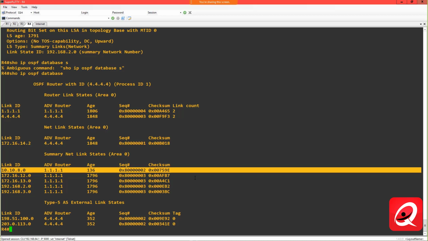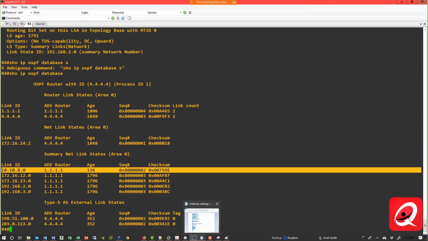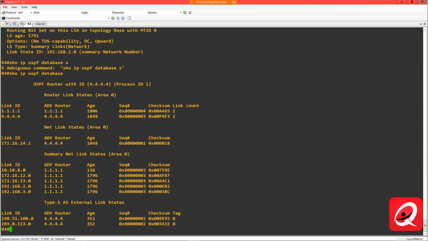So far, so good? You guys doing okay? Scott, for the Type 1 LSAs for the loopback, how come we don't see that in the router link state area 0 database? Which ones are you referring to? Under router link states area 0? Yes, sir.